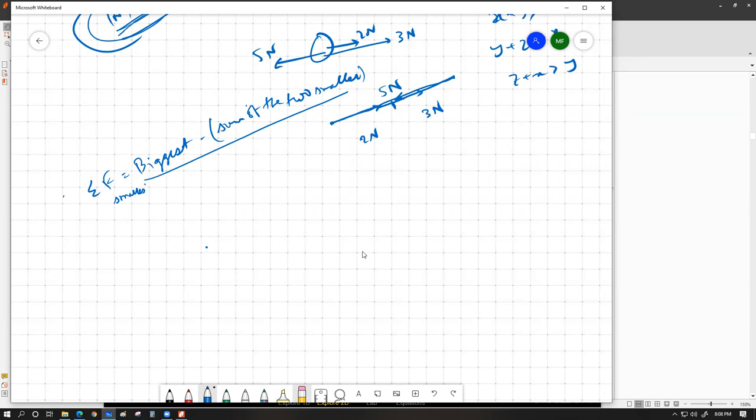The biggest force that you can get out of any number of forces is always their vector addition. Because if you want to get the biggest force out of the application of multiple forces, it's obvious that all of those forces have to work in that exact same direction. So that's actually not a very difficult problem.